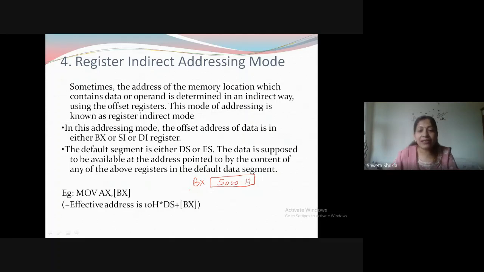Okay, so BX is having this 5000H as data. If you write anything in this particular bracket, it shows that this value is not data, it is an address, an offset address. So now this 5000 becomes an offset address. What the microprocessor will do is first check the BX register. BX is having the value 5000H.